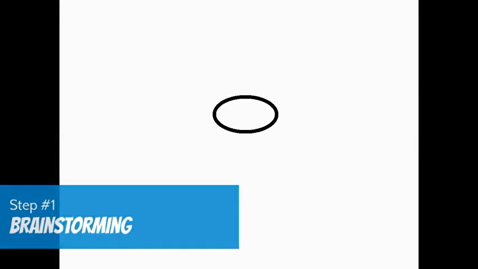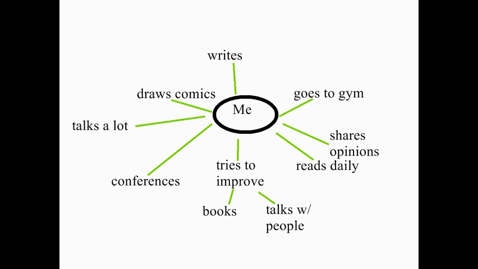The first step is to brainstorm. So as you can see, this is going to be a very traditional bubble cluster, starting with your topic in the middle and then adding ideas around it. So this particular one is about myself, and so as you can see, I like to draw comics, I go to the gym. You'll see other things being added here in a moment. I like to write, and then of course you'll see all the other stuff added in.